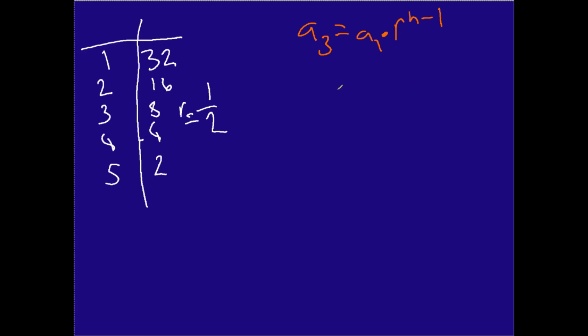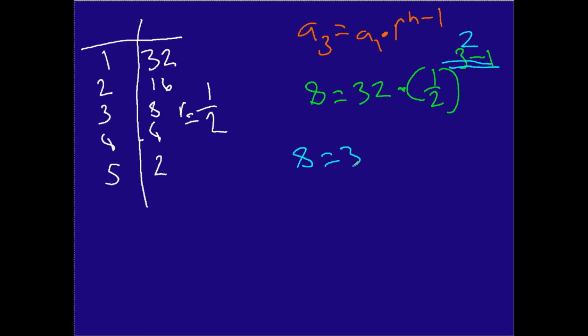Let me change the color for you. 8 equals a sub 1 was 32 times, we got 1/2 raised to the 3 minus 1. Or you could just say raised to the second power, make it a little bit easier. Just cross that off, second power. So I get 8 equals 32 times 1 over 4, and then we get 8 equals 8. Nice and simple. Not that complicated.